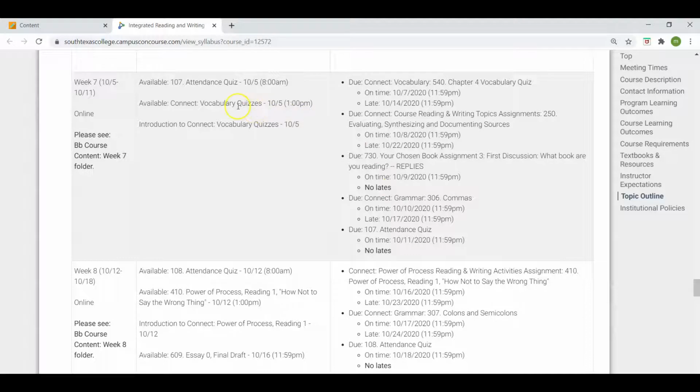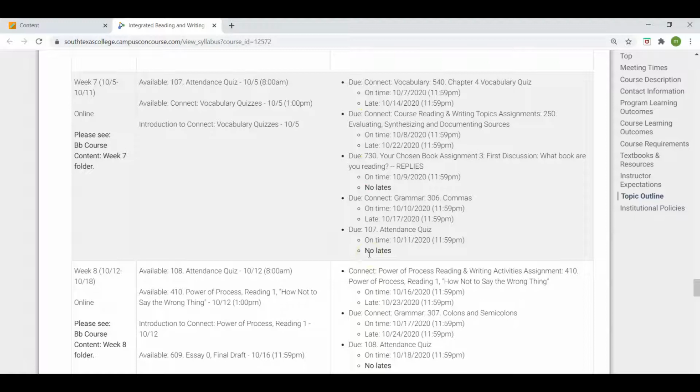On week 7, right, you know that some other Connect assignments are ongoing and they're there. That's why week 7 has so many assignments, right? Because you have some course reading and writing topics, and you have a grammar Connect assignment, right? But now is the introduction. This is why I'm doing it right now. This is the introduction to Connect vocabulary quizzes, all right? Those quizzes became available at 1 p.m. on October 5th, Monday, October 5th, right? Just like an attendance quiz became available earlier at 8 a.m., okay? And notice, just like you saw on the master schedule, it shows the 1, 2, 3, 4, 5 items that are due, right?